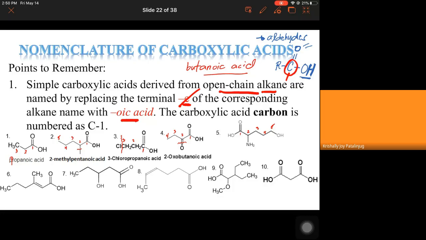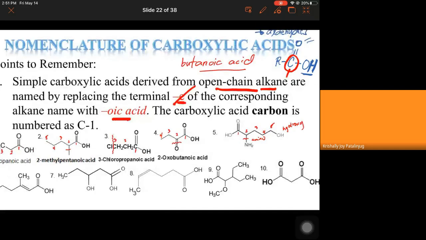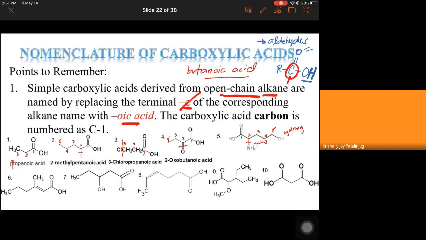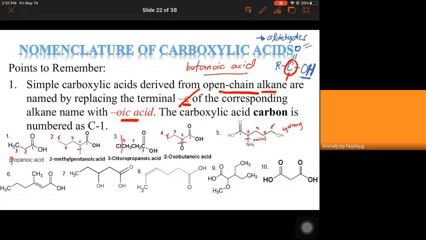What are the substituents? There is amino. This is amino. What else? We have hydroxy. Then just alphabetical. Arrange the substituents alphabetically. Amino comes first. Okay? So, 2-amino, 5-hydroxy. The parent is pentanoic space acid.